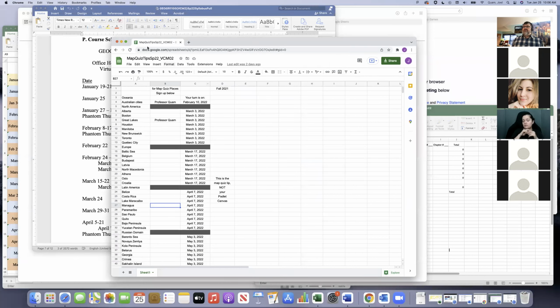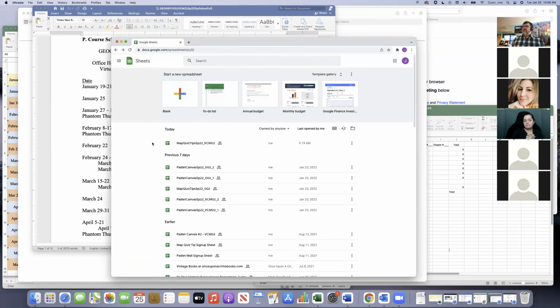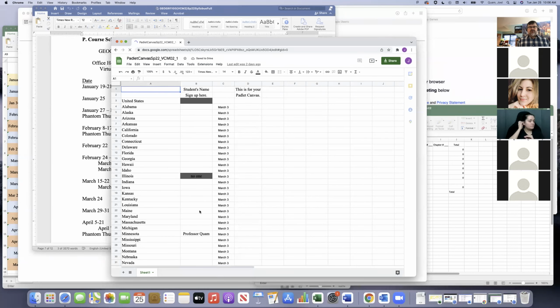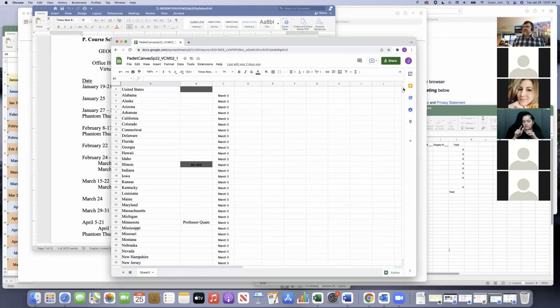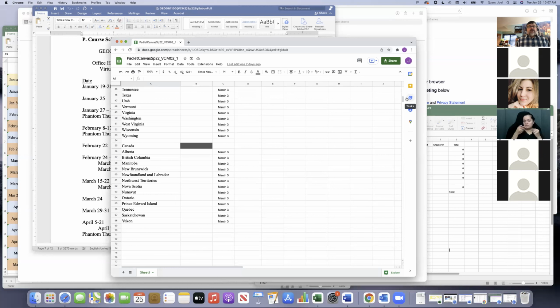That too will be a Google Sheet. So let's find that Google Sheet. That will be Padlet Canvas number 1. So that will look like this. Here's a list of the 50 states, and farther down, the Canadian provinces or territories. There they are. All those will be on March 3rd.